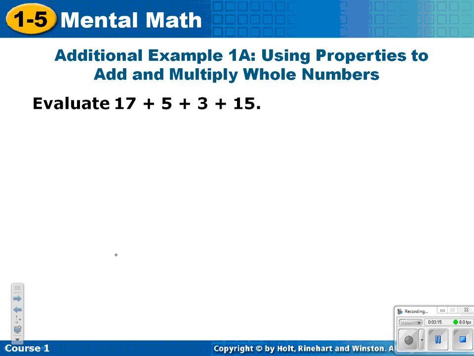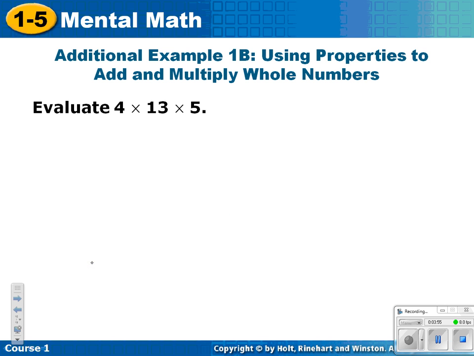So when we have problems that look like that, some of you are going to want to go 17 plus 5 is 22, plus 3 is 25, plus 15 is 40. Watch this. Watch this. What's 17 and 3? 20. What's 5 and 15? 20. 20 plus 20 is 40. Okay? Look for nice groups, nice even numbers, easy to work with.